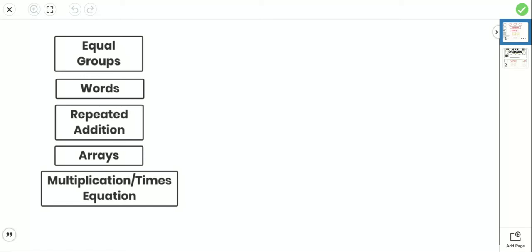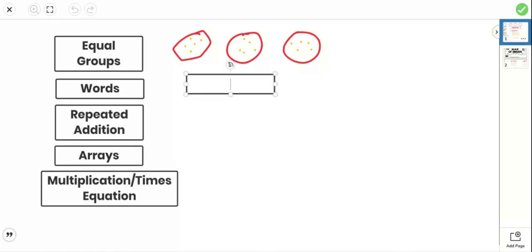I used dice yesterday. You don't need to use dice. I could just use circles. Okay, so here's 3 groups of 5. Okay, so 3 groups of 5. I could use words to say 3 groups of 5.